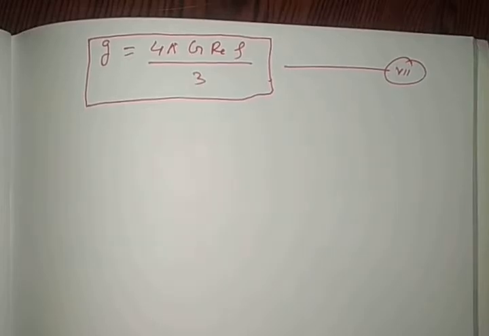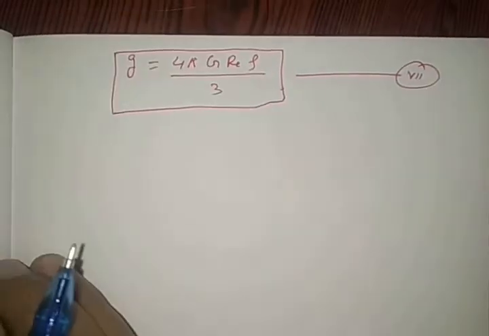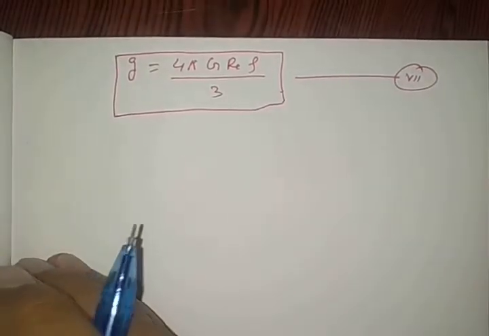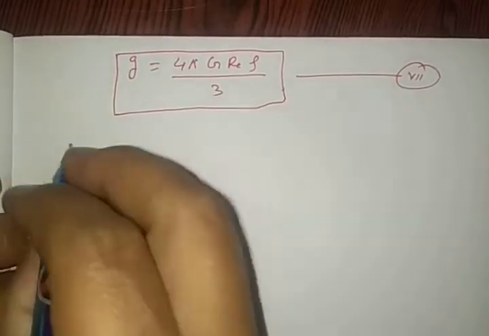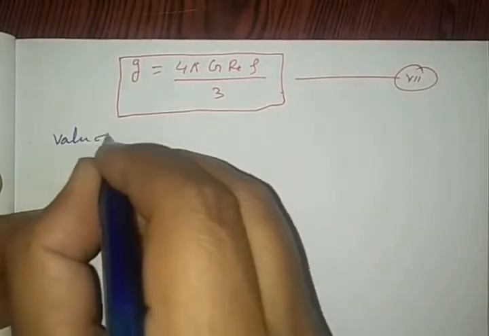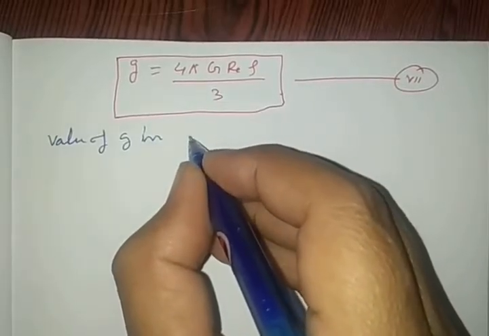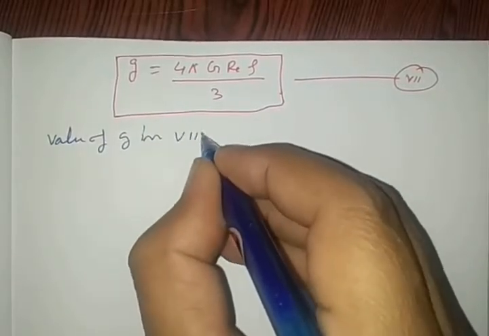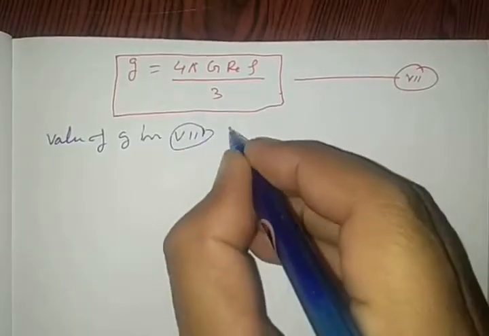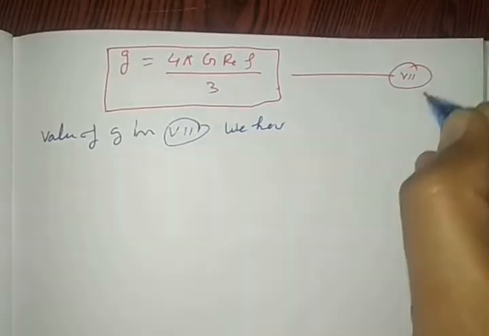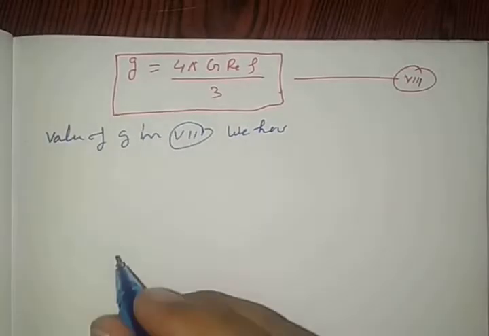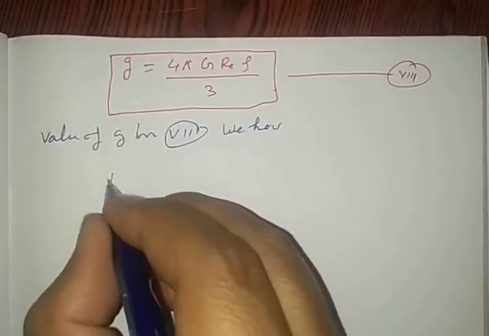Now the value of g we are going to place in equation number 7. This is equation number 8. Then the time period.